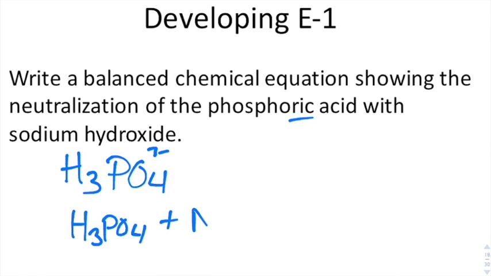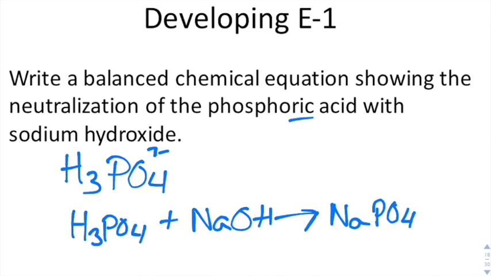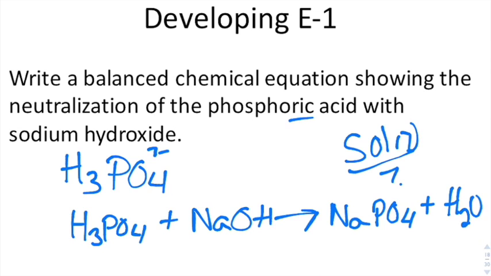Sodium hydroxide is pretty easy. It's NaOH. Now, in order for this reaction to occur, it's going to do a double replacement reaction. I'm going to go to Na, and I'm going to go to PO4. Now, this isn't a metathesis reaction. This is actually a neutralization reaction. So this product here does not have to be solid, but it can be. Okay, it doesn't have to be though. So we'll put solid question mark. Okay, and then the other product is going to be water, H2O.